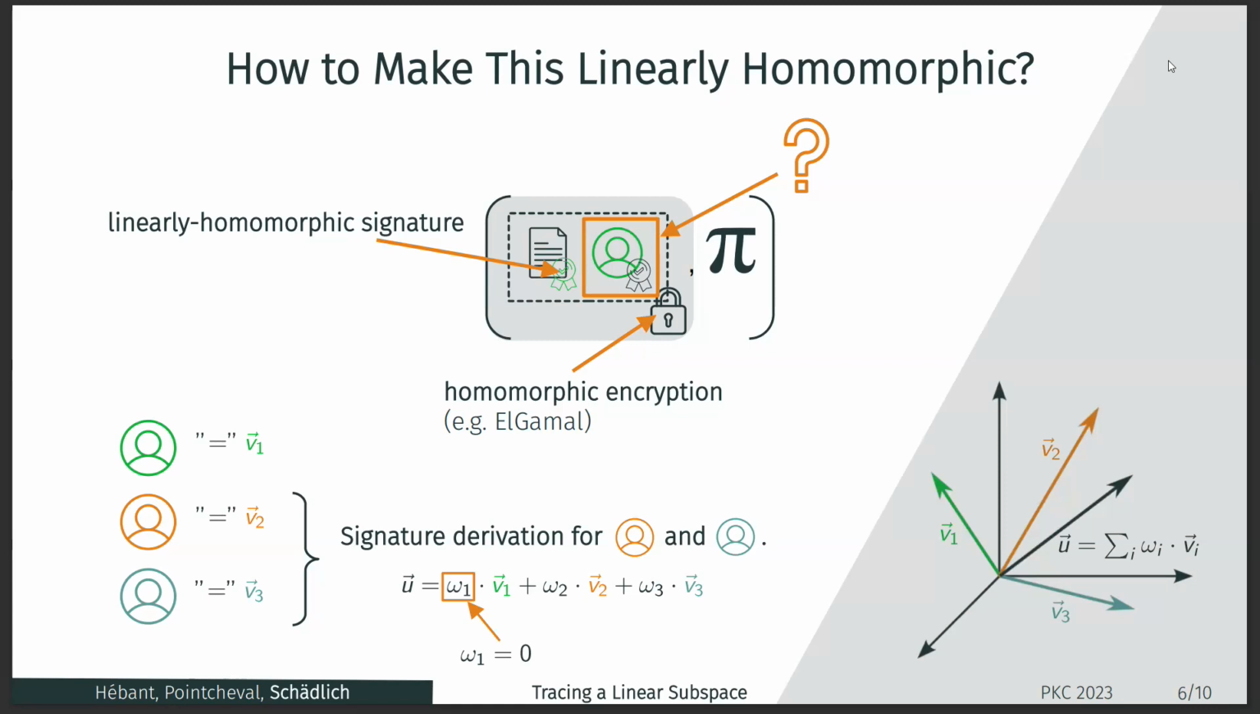Phrased the other way around, if we want to open a signature, then we need to take this vector u, and we need to find those indices i where the corresponding coefficient omega i is non-zero, because this means that the vector vi actually contributed something to this vector u, and in turn this corresponds to those users i that contributed a signature to this signature derivation.